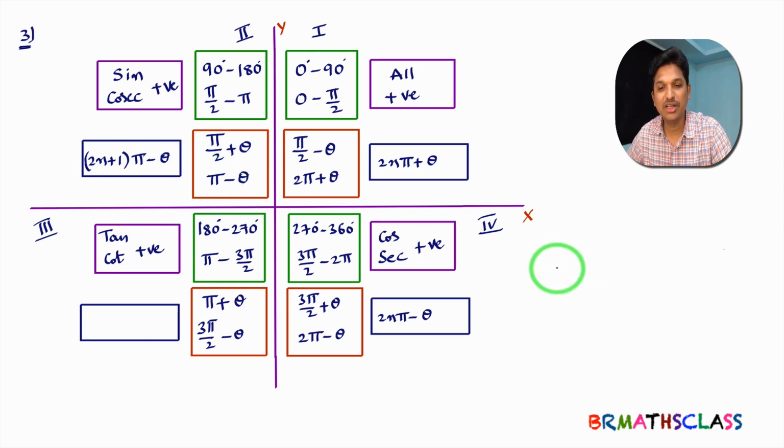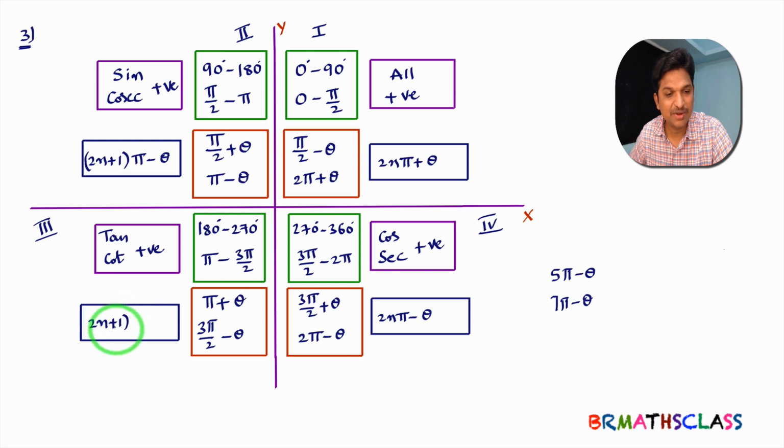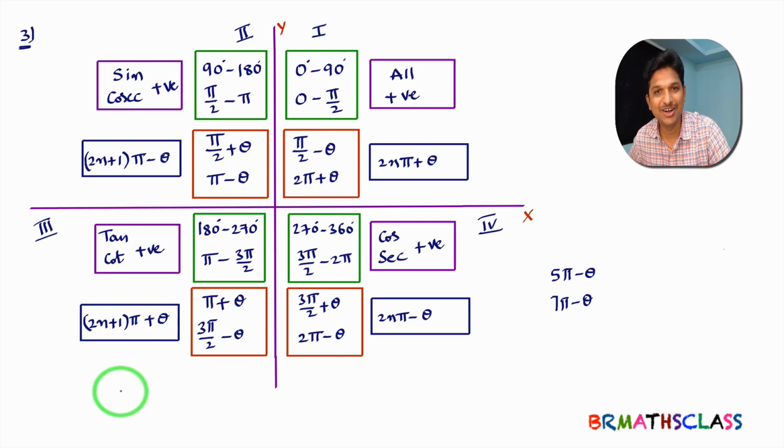For example, what I am trying to say, 5 pi minus theta. Odd number into pi minus theta lies in which quadrant? It lies in the second quadrant. 7 pi minus theta lies in which quadrant? It lies in the second quadrant. Like that, odd number into pi minus theta lies in the second quadrant. Odd number into pi plus theta, 2n plus 1 into pi plus theta, lies in which quadrant? It lies in the third quadrant.